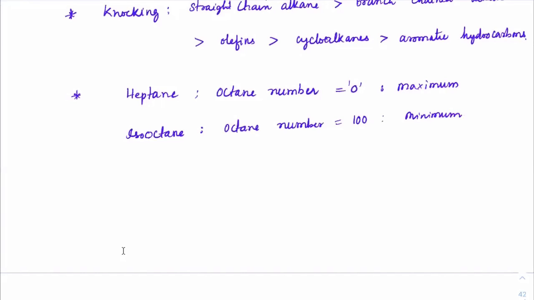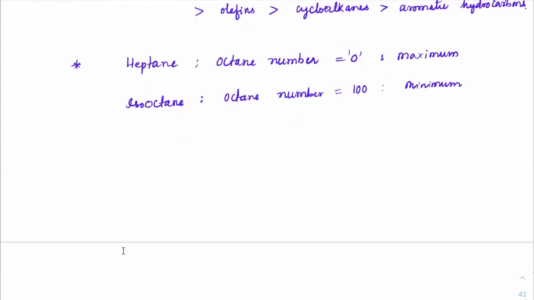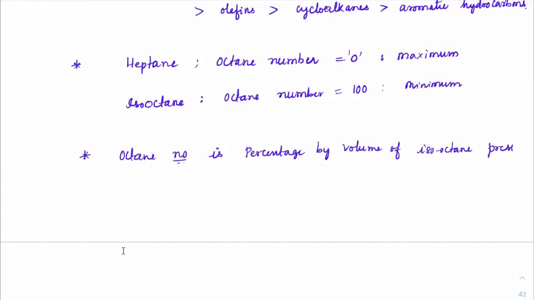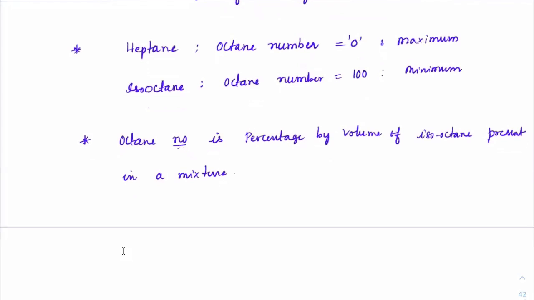Correct. So think this way: octane number of any sample may be defined as the percentage by volume of isooctane present in a mixture of isooctane and heptane that has the same knocking performance as the fuel itself.